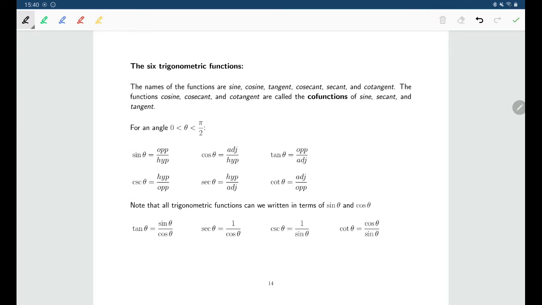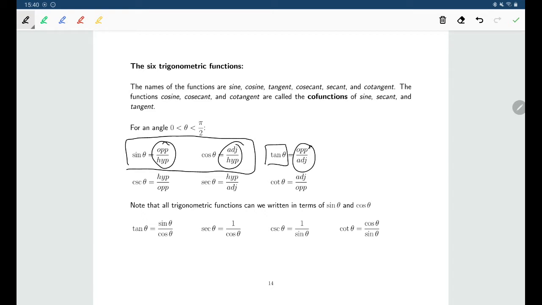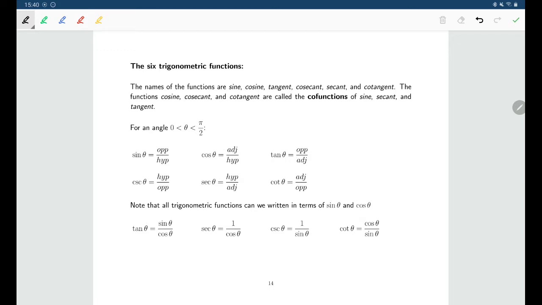It's also true that you could take just sine and cosine and rewrite the other four functions in terms of them. So for example, if you took opposite over hypotenuse and divided by adjacent over hypotenuse, and then did some simplifying, you would get opposite over adjacent, which is the same thing as tangent. So if you take sine of theta over cosine of theta, you get tangent of theta. And you can define the other trig functions, secant, cosecant, and cotangent, also in terms of sines and cosines.